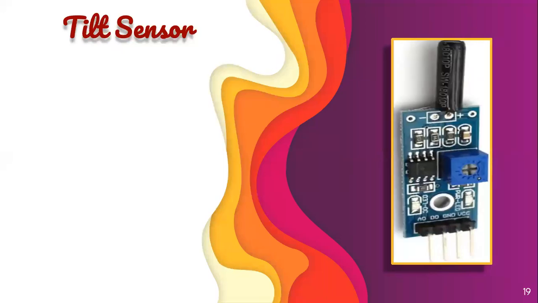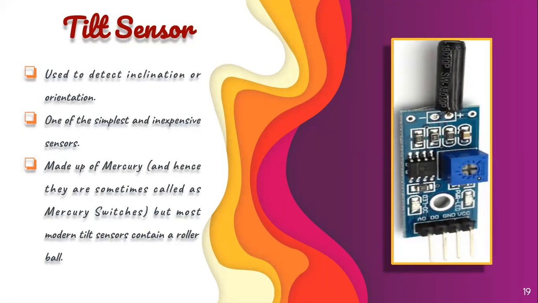Which is used to detect the inclination or orientation. And one of the simplest and inexpensive sensors is the tilt sensor. It is made up of mercury, and hence they are sometimes called mercury switches. But most modern tilt sensors contain a roller ball in it to detect the inclination or orientation.